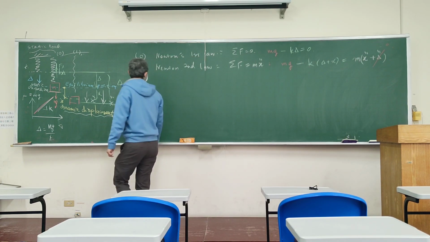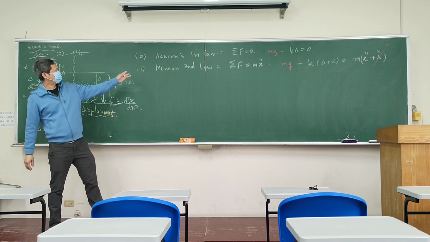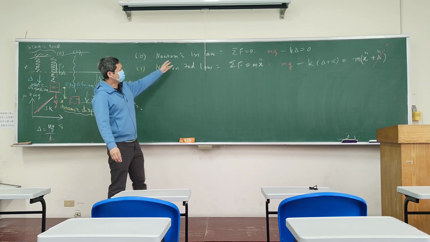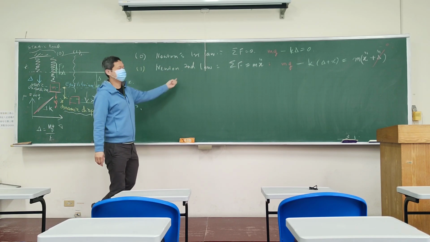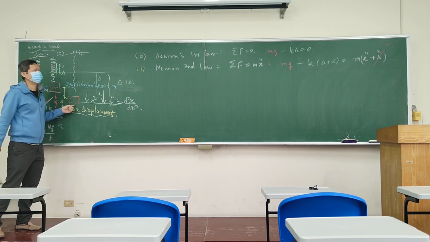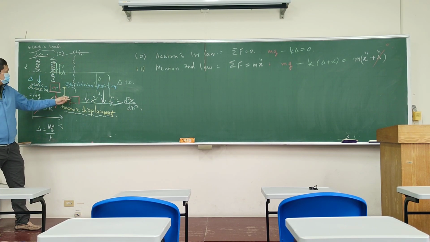So now you have two equations. One equation for the static balance, the second equation for the dynamic motion. Dynamic motion happens when it's being perturbed off the equilibrium.